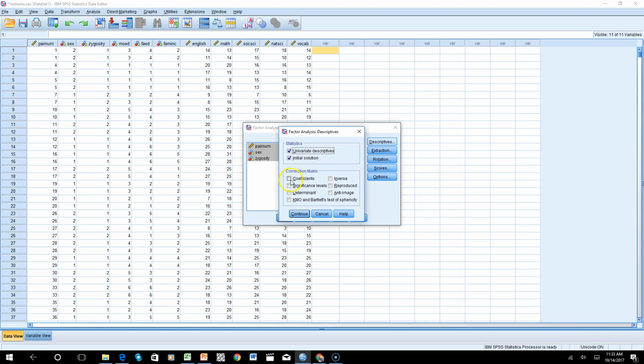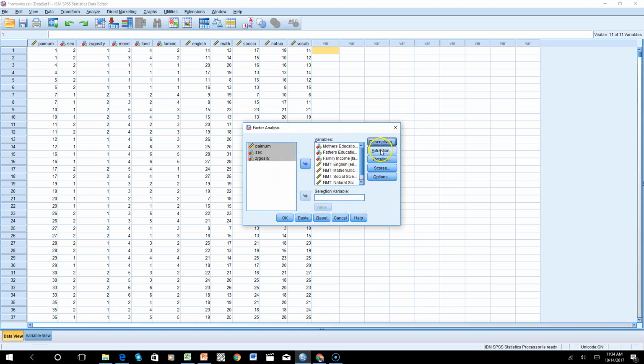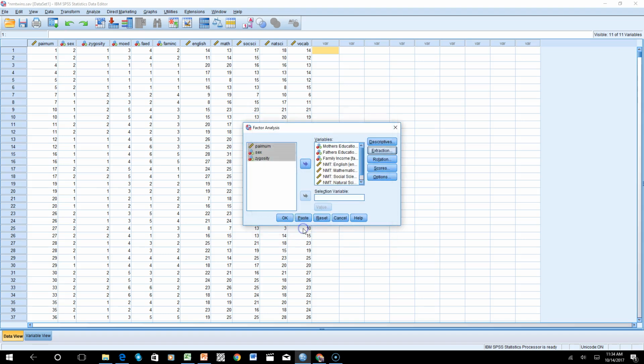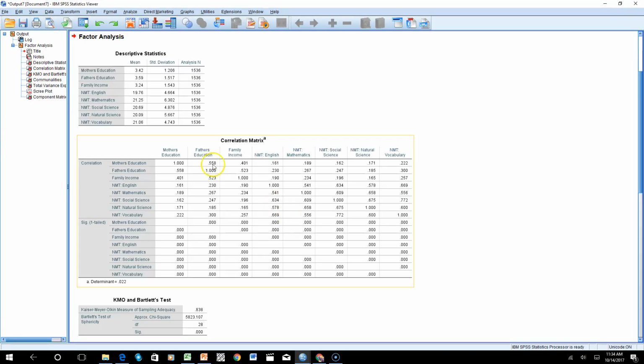Univariate descriptives. We have our coefficients, significance levels, determinant, and KMO and Bartlett's test of sphericity. Let's click on all of those. Let's go to our extraction, stage 1. Principal components is the method. Scree plot. Continue. We hit OK.